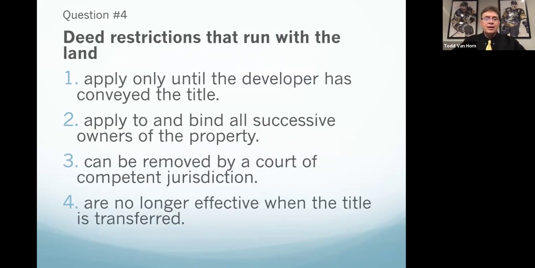Okay, question number 4, deed restrictions that run with the land. Number 1, apply only until the developer has conveyed the title. Number 2, apply to and bind all successive owners of the property. Number 3, can be removed by a court of competent jurisdiction. Number 4, are no longer effective when the title is transferred. I'll give you a chance to read that one, huh? Deed restrictions that run with the land.